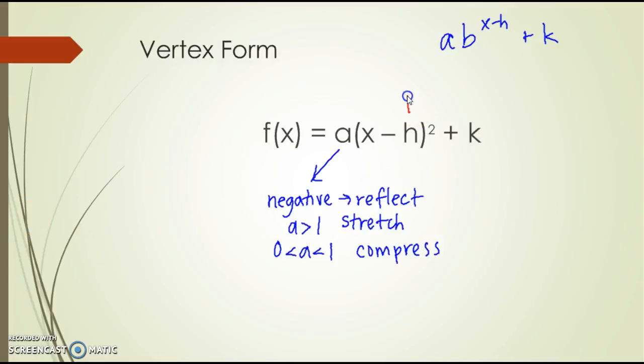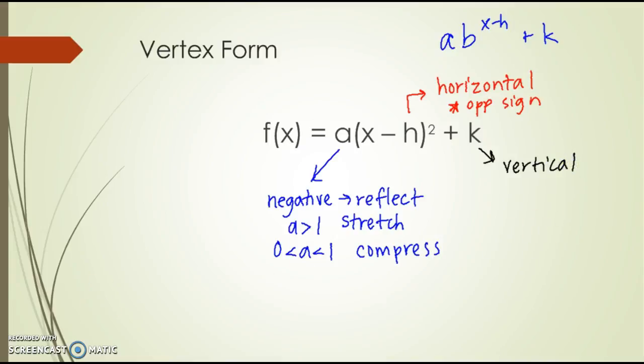The h is our horizontal translation. So we're taking that parent graph and we're going left to right. And remember, it's always the opposite sign. This is the same exact h and k from exponential. And then k is our vertical translation. And it keeps the same sign.